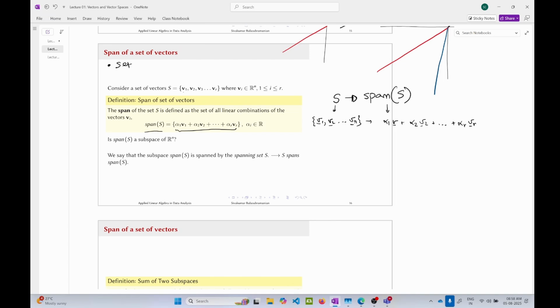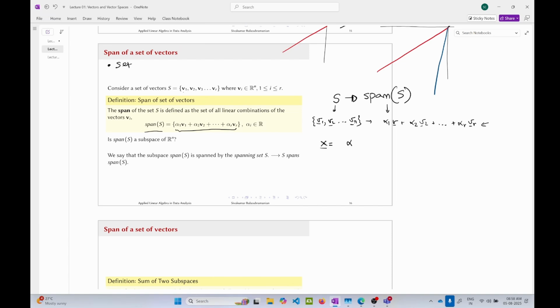Every element of this span of S will be of this form, correct? Because that's the definition. That means if I take an element from the span of S, I'll call it, let's say, X.